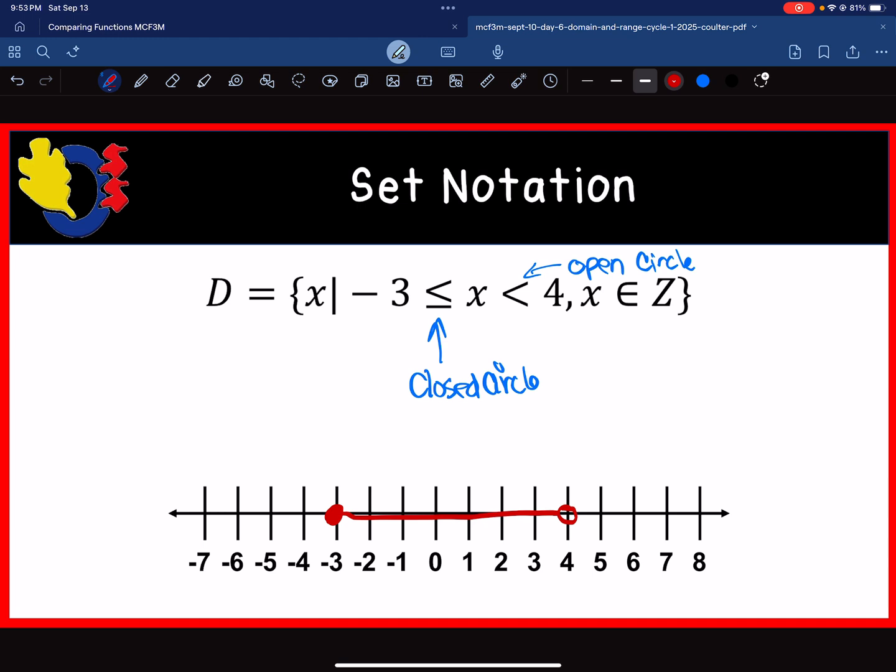Actually, correction. We're not going to connect it with a solid line because instead of the real numbers, we have integers. So that means it does not include everything in between. So we could either put dots on all of these numbers, or we could instead put a dashed line in between. Okay, so either would be acceptable. So the domain is x such that x is an element of, or x belongs to, the integers.